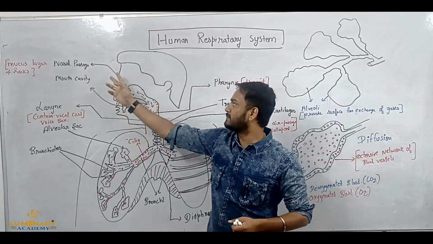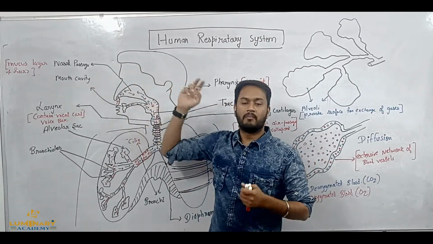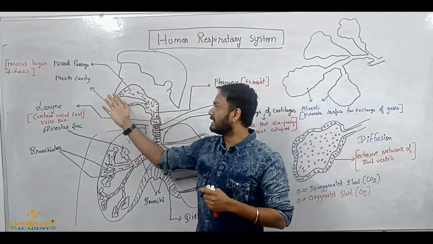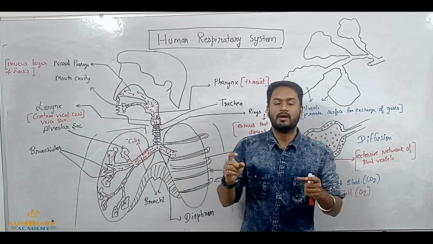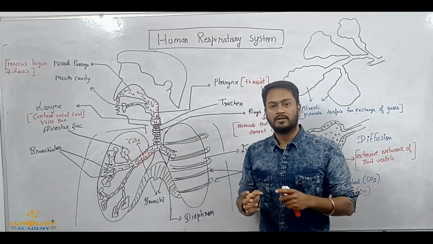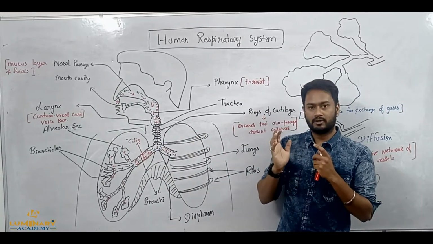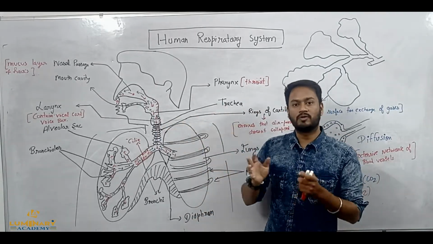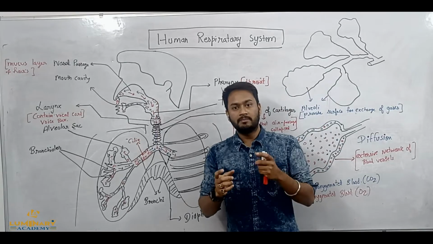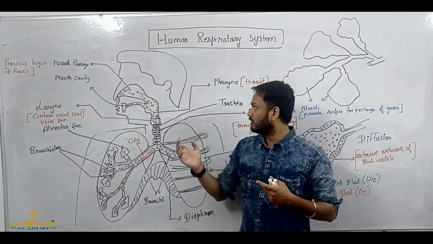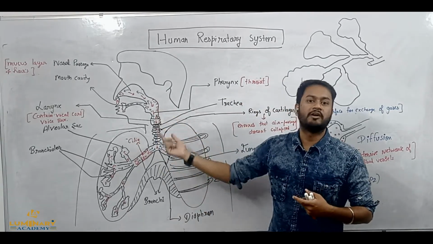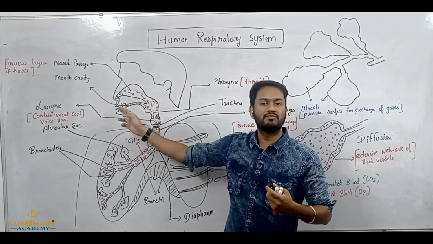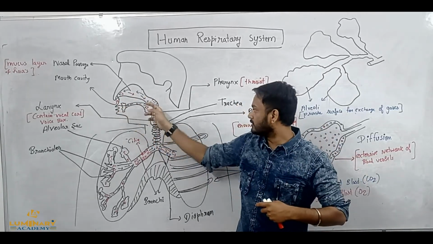So here the nasal passage is basically a very important part because it has some hair and the membrane, that is mucus layer, mucous membrane. So what happens due to the hair? The dust particles are cleaned and the air is fine, and thereafter it is passed through the mucus layer so that it moistens the air for the better flow in the respiratory tract, right? So this is the nasal passage. When it enters here, sometimes we breathe from the mouth also, so it enters this part.